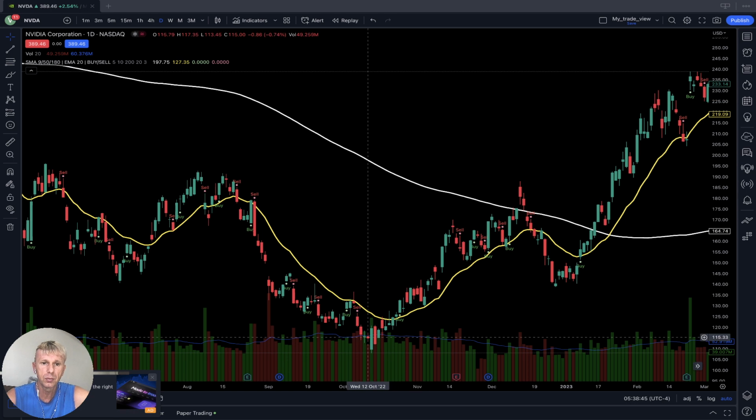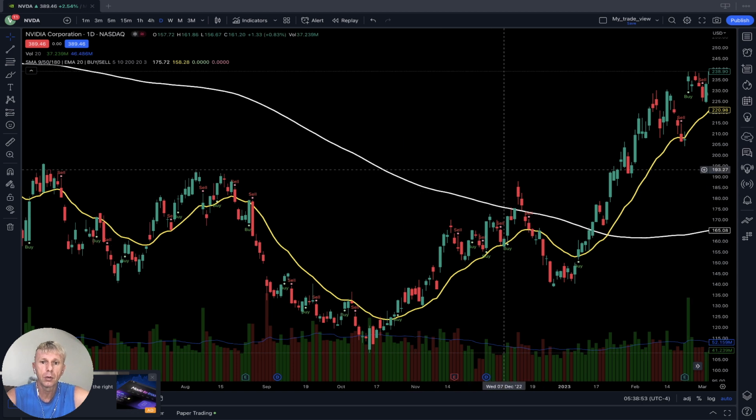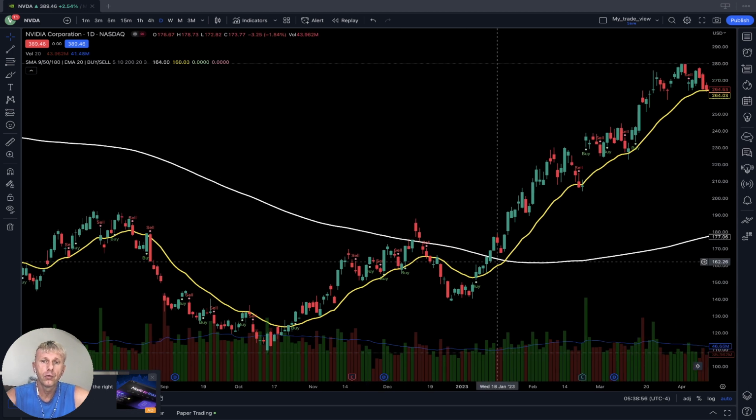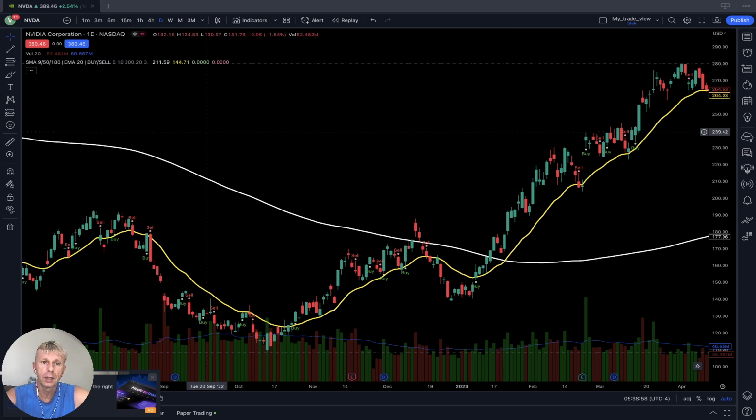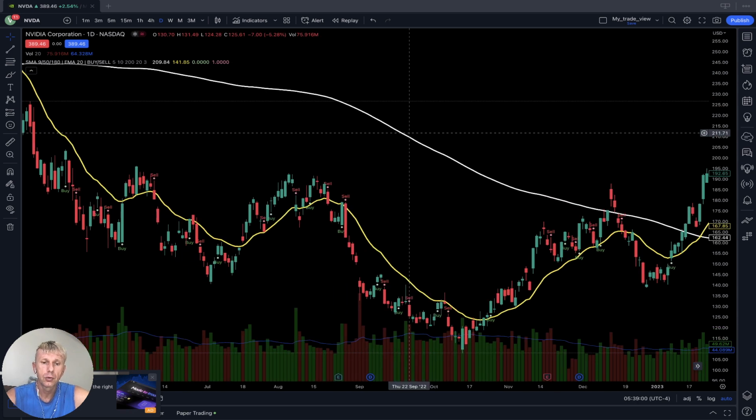That's the bottom. It was below 20, and 20 was far from 200. At the bottom, it did a bullish crossover. It did move above 20, right? And what happened also after that? 20 was okay.